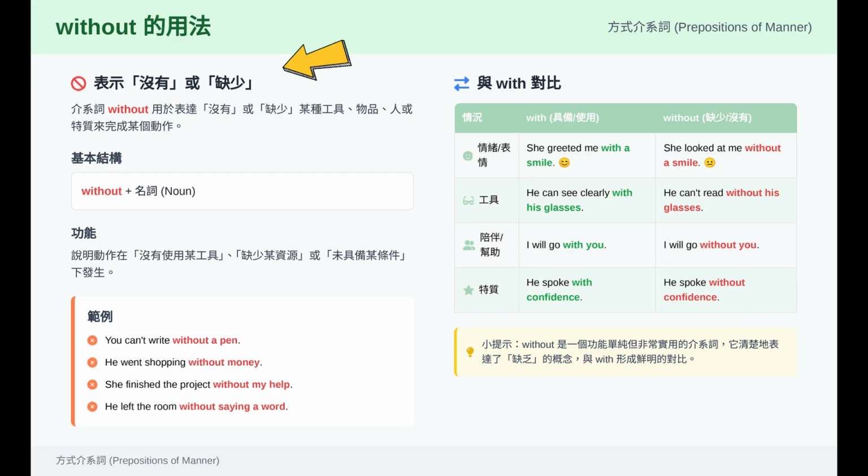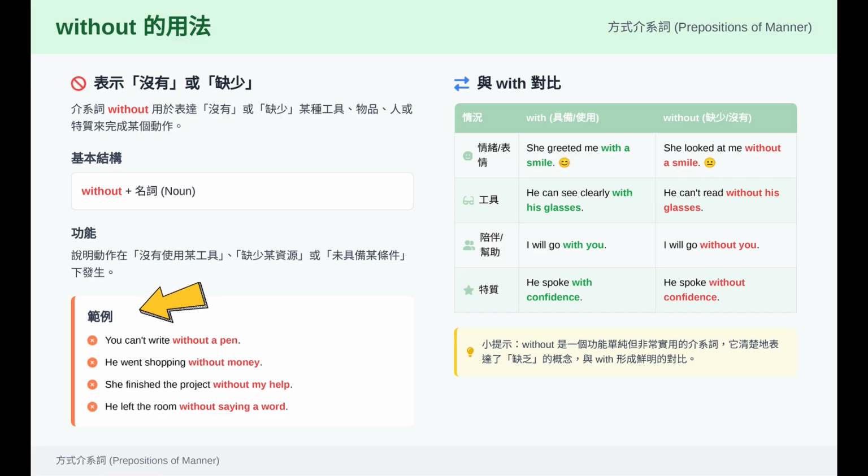Usage of without. Prepositions of manner. Without indicates absence or lack. The preposition without is used to express the absence or lack of a tool, object, person, or characteristic to complete an action. Basic structure. Without plus noun. Function: indicates that an action occurs without the use of a tool, lack of a resource, or the absence of a condition. Example. You can't write without a pen.